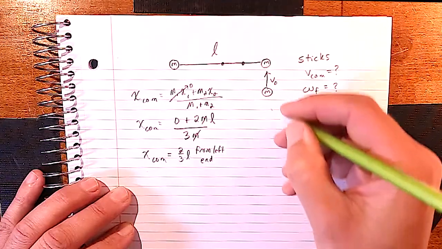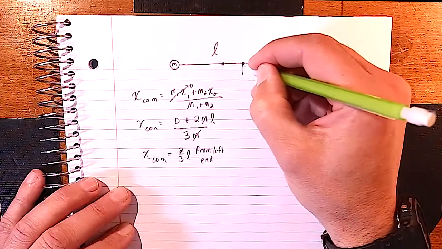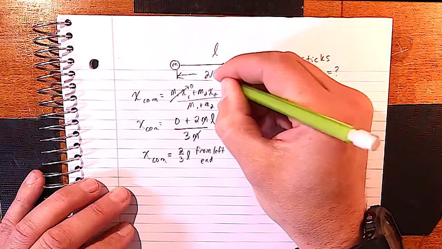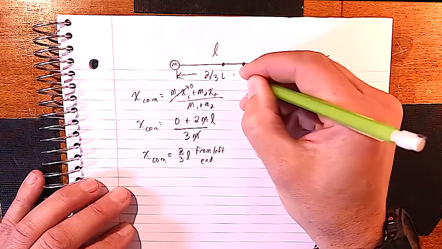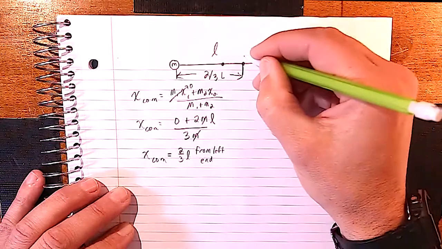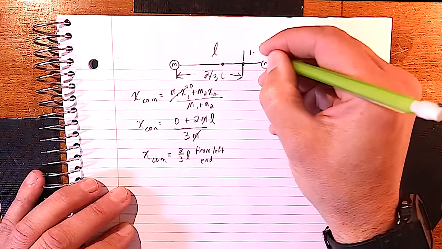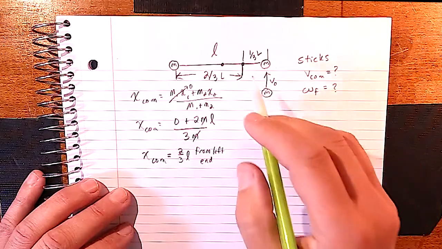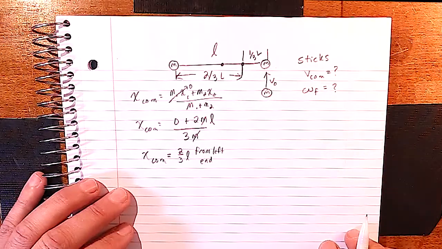So that's important. So this distance right here, that's going to be 2/3 L, or we can say that this distance here is 1/3 L. Either way, and that's important when we go to solve the next parts.